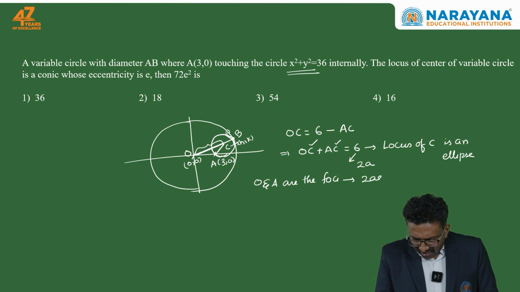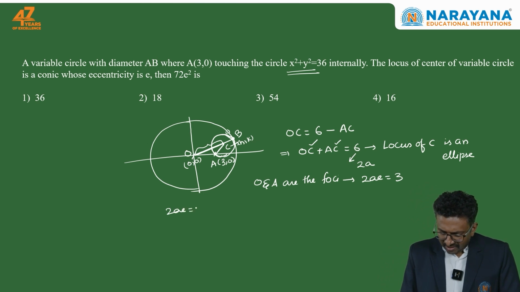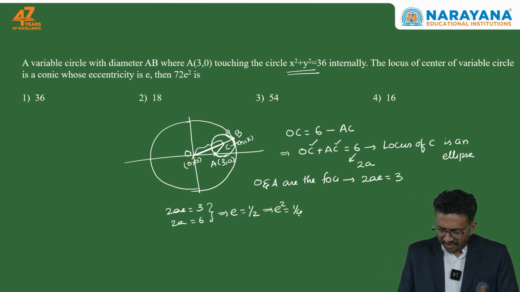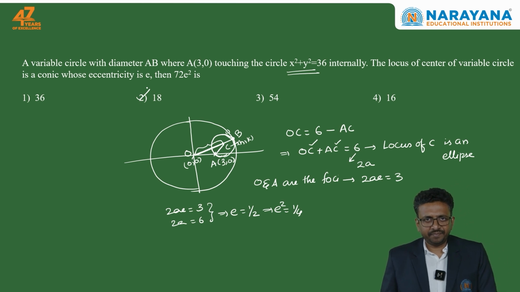So 2ae is equal to the distance OA, which is clearly equal to 3. So 2ae is equal to 3 and 2a is equal to 6, which implies e is equal to half, which implies e² is equal to 1/4. So 72e² will turn out to be 18.